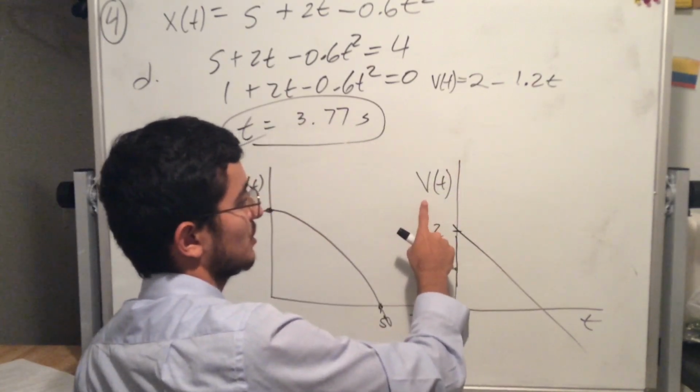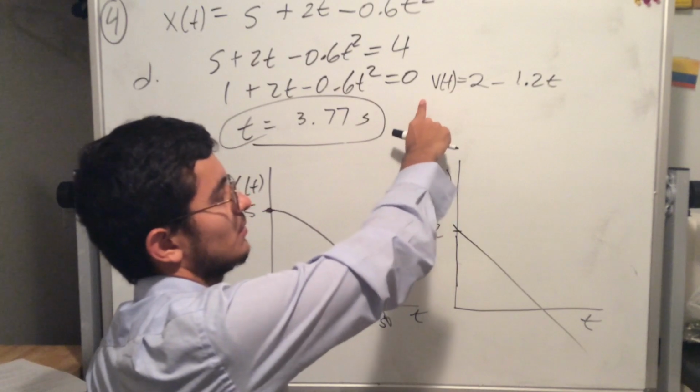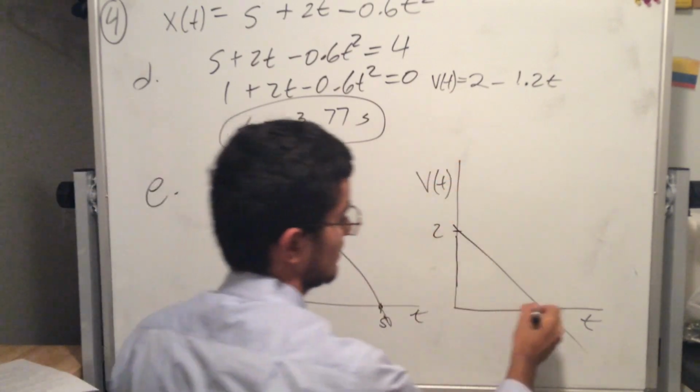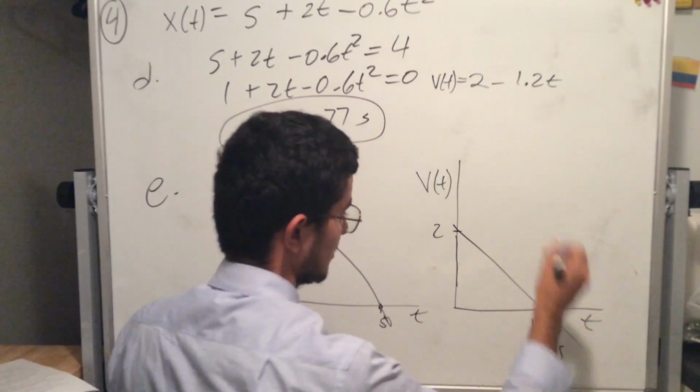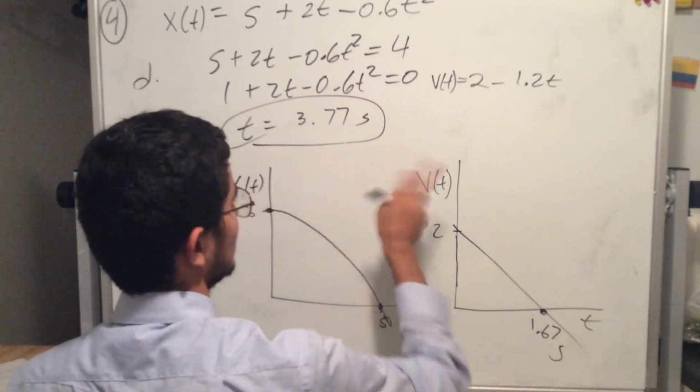And what happens when v of t is equal to 0? Well, we found out that's going to be 1.66, right? So this is supposed to be 1.67 seconds. Okay, so that's x of t, v of t.